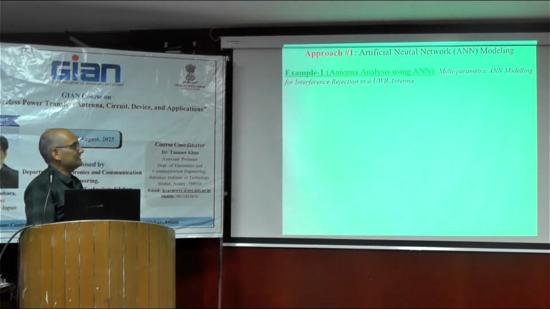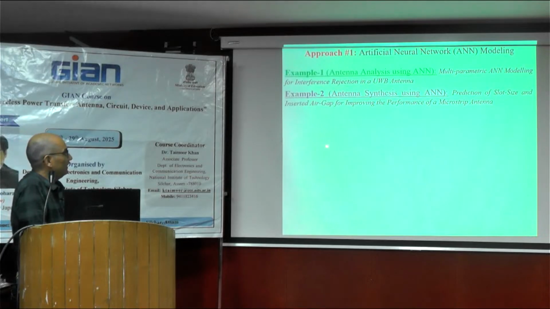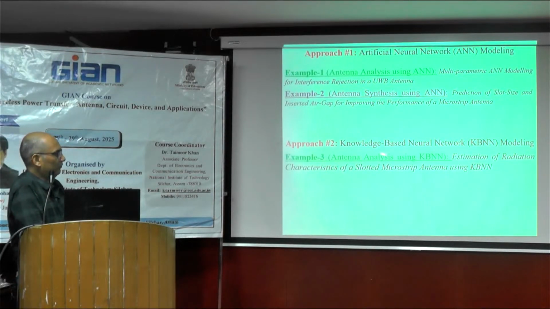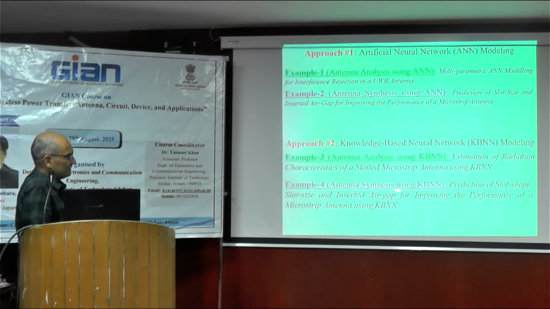Here, four different cases, four different examples I'll try to cover if time permits. First one is analysis modeling using ANN, then synthesis using ANN. Then the third one, approach one means that is the traditional approach. It is more advanced knowledge based neural network modeling. Then again two examples, analysis using KBNN, synthesis using KBNN. Two examples in the traditional approach, two examples in the advanced approach. One is on analysis, another one is on synthesis.